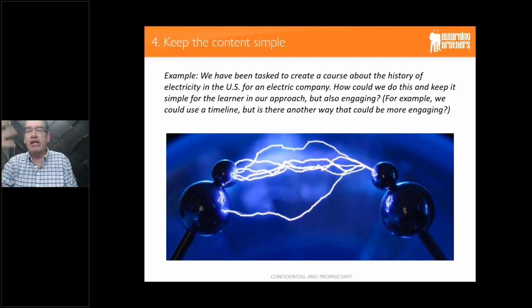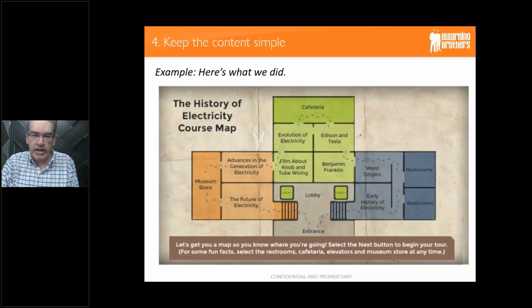Yeah, we're thinking a little bit differently now, because the first thing you're going to think of is, well, let's do a timeline. Well, that's okay, but we do timelines a lot. Is there another approach that we could use for this particular training? And we actually did this for a company, and this is what we came up with: the History of Electricity Museum. We created an interactive museum in which they got to go from room to room, and they got to learn more about it. We even created a map. This is the map of the museum, like you would receive when you go into the museum.